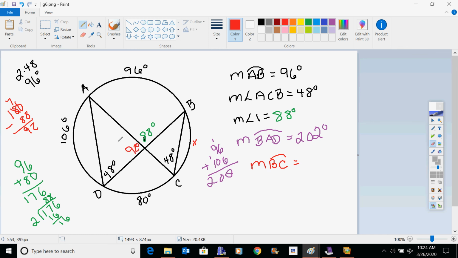So if this is 92, to find x, understand that 106 plus x, divided by 2, has to equal 92. You could multiply both sides by 2. 184 equals 106 plus x. Then you would take away 106 from both sides and get that x equals 78.